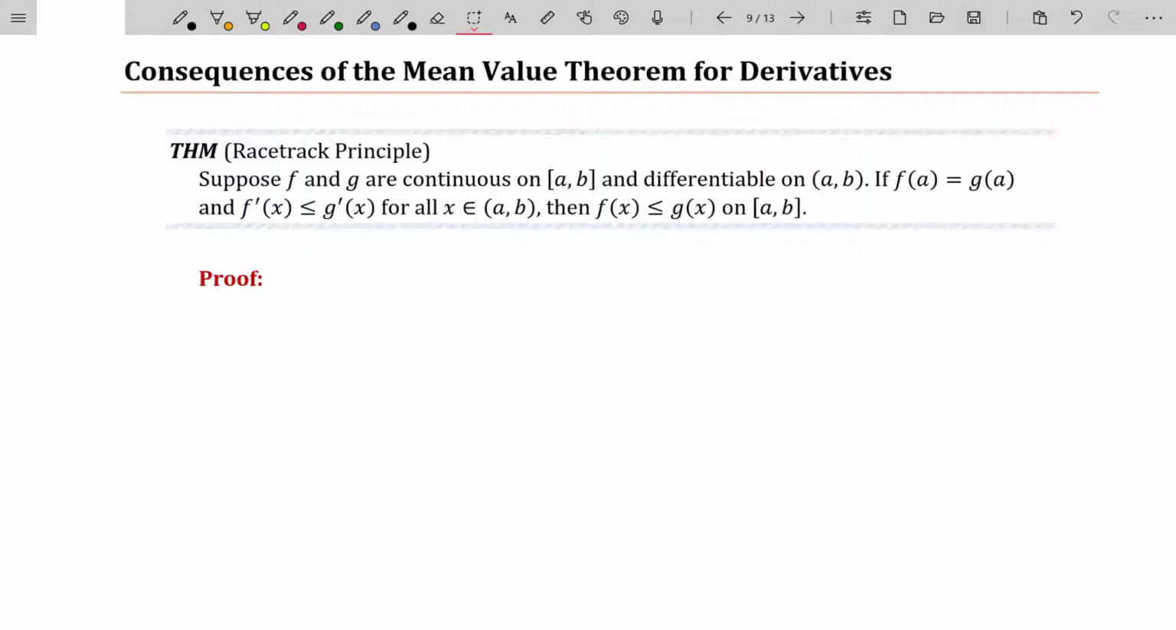And we're going to assume that f of a is equal to g of a, and that f prime of x is always less than or equal to g prime of x on that given interval. Then our result of this theorem is that f of x must be less than or equal to g of x on the entire interval. Now, let me just describe this visually.